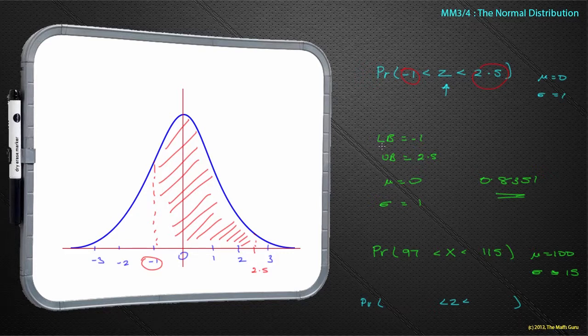But actually, it doesn't need to be that difficult. Because the calculator asks for mu and sigma, you don't have to worry about any of these z values. You can use the same normal CDF function, and in this situation, you'd have your lower bound as 97, your upper bound as 115, your mu is 100, and your sigma is 15, and it does all the hard work for you. So that normal CDF function is pretty important.